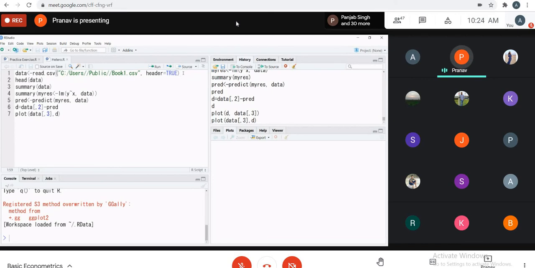So read.csv, file path name, then the name of the file, and comma header is equal to true. It will load your data set on R. Let me know when you are done, please.